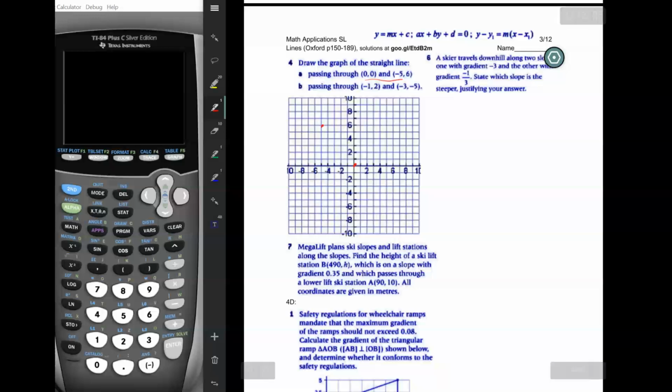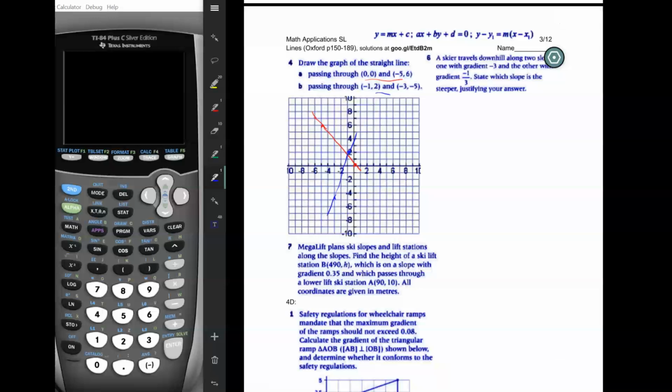Next thing you do is you take your ruler, which I don't have. I don't have a ruler here. And then try to draw freehand what you should do with a ruler in real life. Okay? And then the next one goes from (-1, 2) and (-3, -5). Okay, so that was just to draw those two lines.